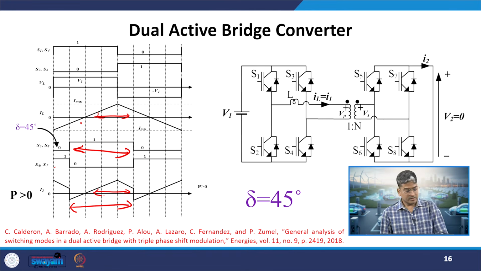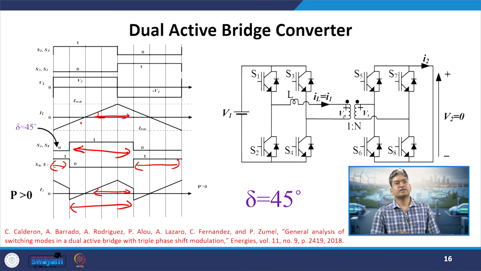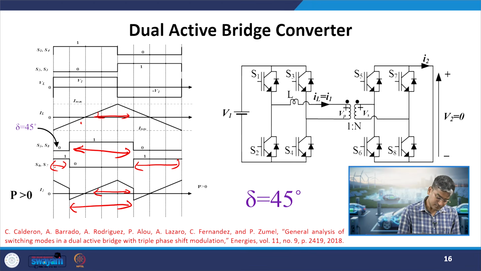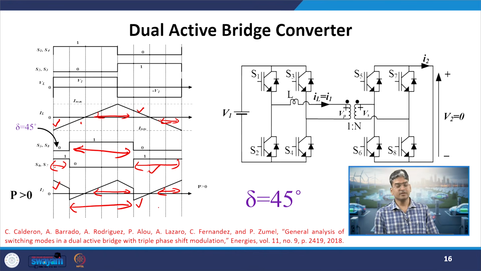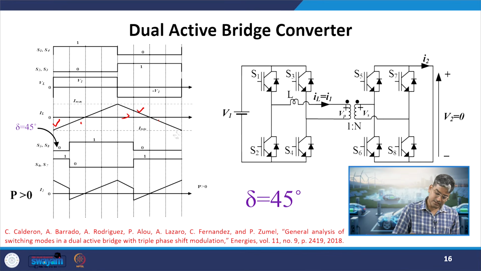Now, for the remaining 4 divisions, we have S6 and S7 in the on state. In that case, whichever is the polarity of IL, it should be exactly flipped. So, here S6 and S7 are on and IL is negative, but I2 has become positive. For these 3 divisions S6 and S7 are on, IL is positive over here, so I2 has become negative. Here for these 2 divisions it is negative, and for the same 2 divisions I2 is positive. So, from the conclusions I can see that I2 and IL will have this type of shape. Why is IL still the same? Because we have not changed anything on the primary side bridge.